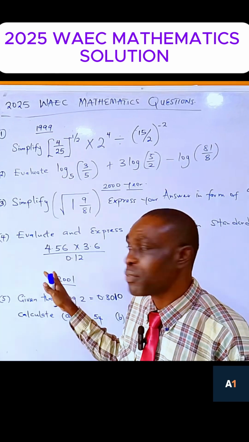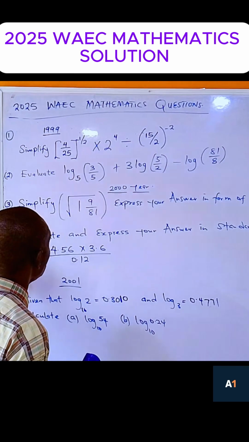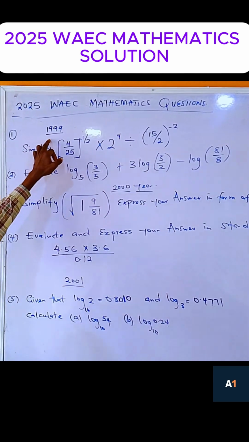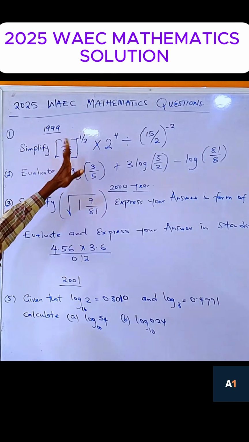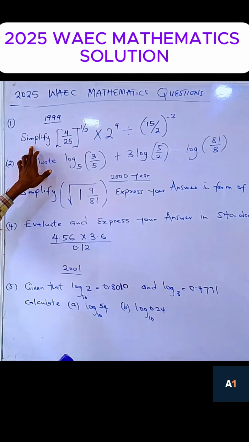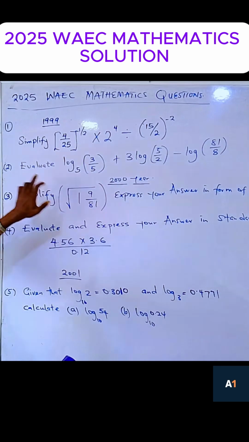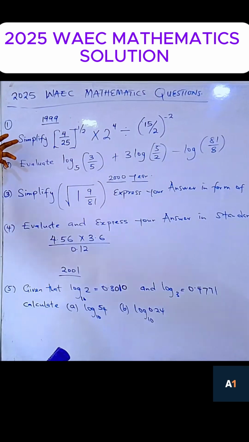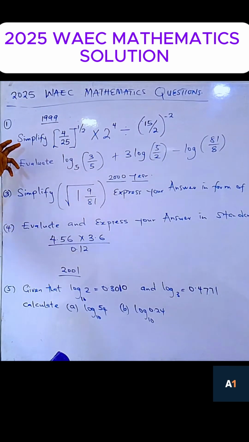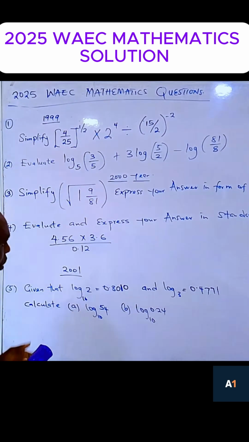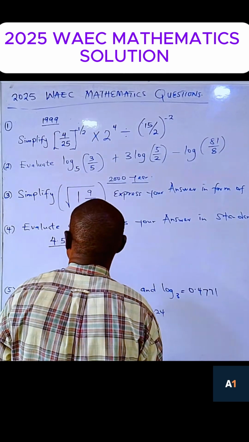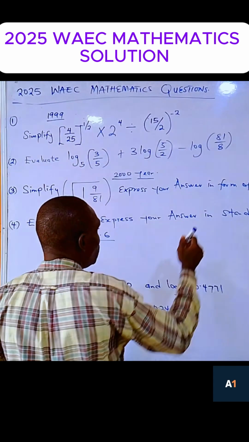Let's solve it one after the other. This is what I came out with. Now, if you can see this one, this is year 1999. The question says simplify. This is the question. Then evaluate. I said I will take simplification and evaluation. Look at the simplification and evaluation. So for 1999, we have to simplify this one. How do we do this?